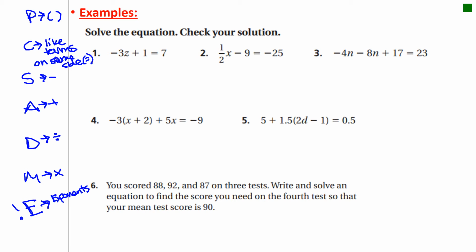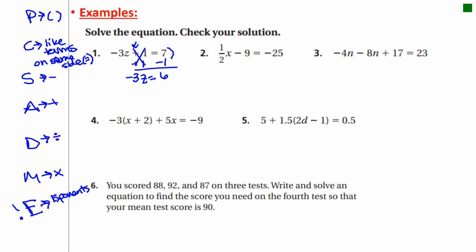Do we have any subtraction to undo? Nope. Do we have addition to undo? Yes, we have an addition of 1, so we're going to take away 1. Negative 3z plus 1 minus 1 is negative 3z. On this side, 7 minus 1 is 6.